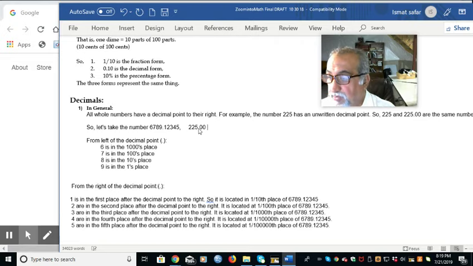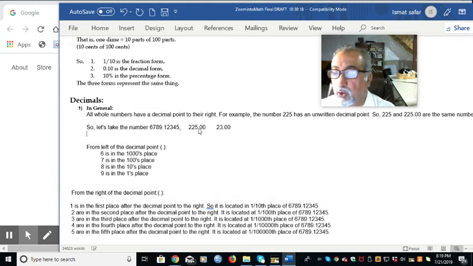Now, let's say another number. What about 23? If we have the number 23, actually 23 has decimal point 0.00. So you can write it down as 23.00. And you can put as many zeros to the right as you want after the decimal point. And we are going to add and subtract decimal numbers.